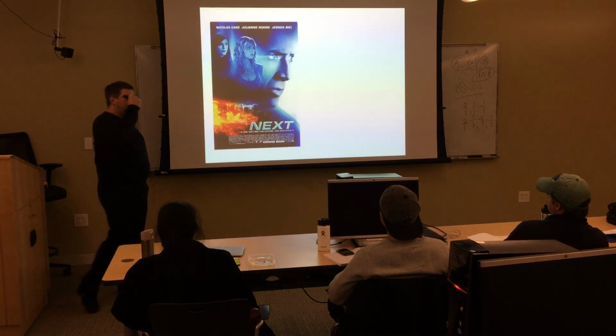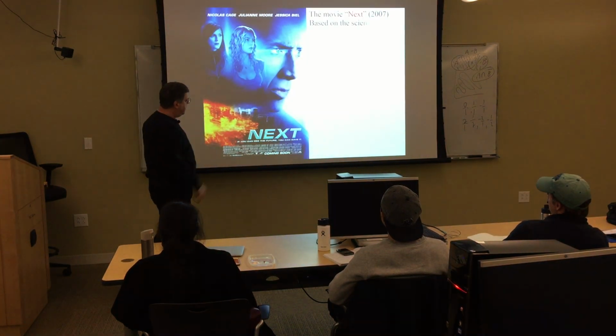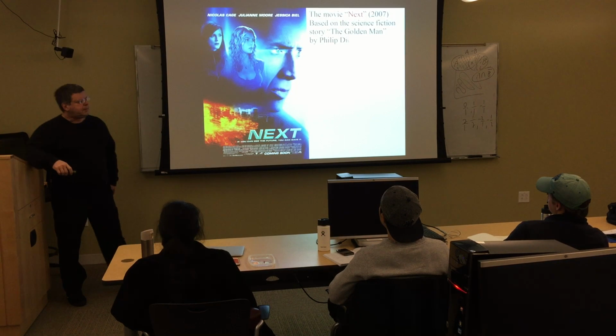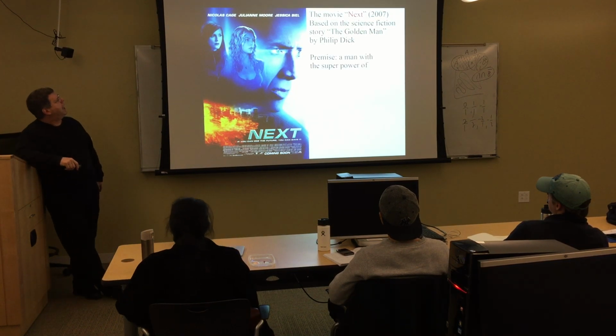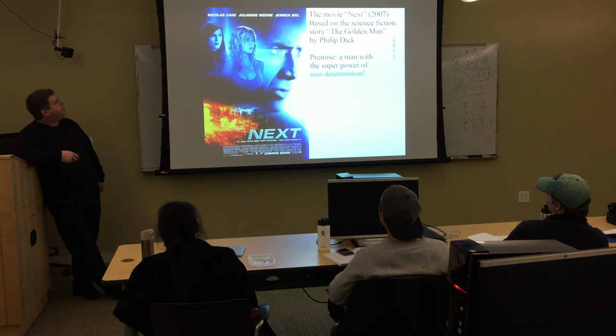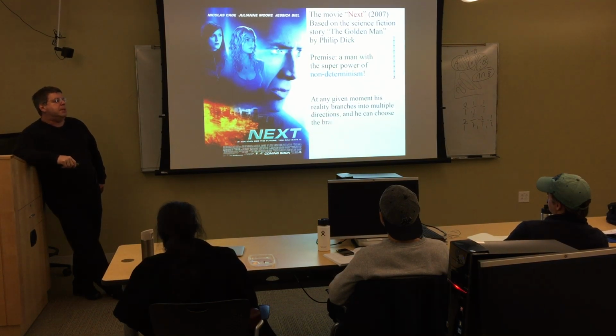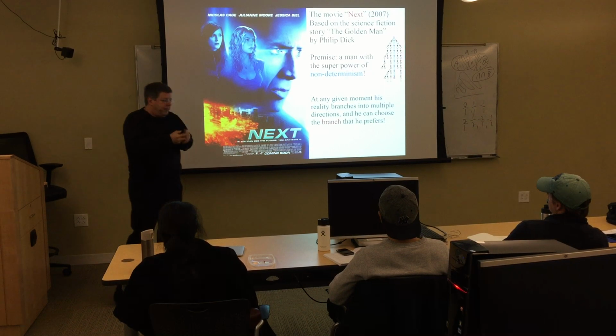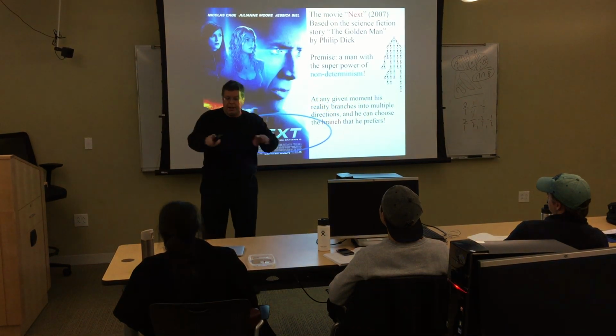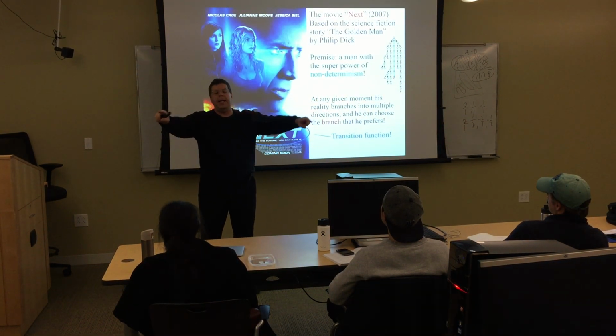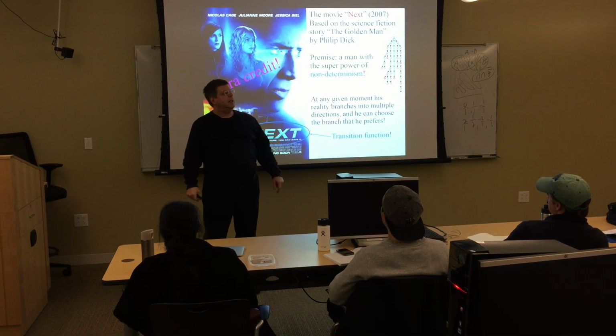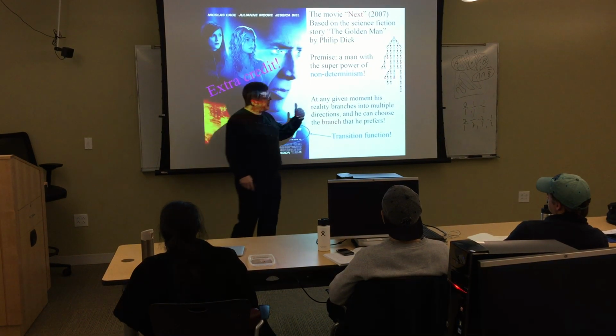Now, there's a cool movie called Next by Nicolas Cage. It came out like maybe 10 years ago. And it's a guy that has a certain interesting superpower. The superpower of this person here is that he has a power of non-determinism. This character can bifurcate his reality several different directions and stick with the one that he likes best. So that's a very interesting technical superpower.